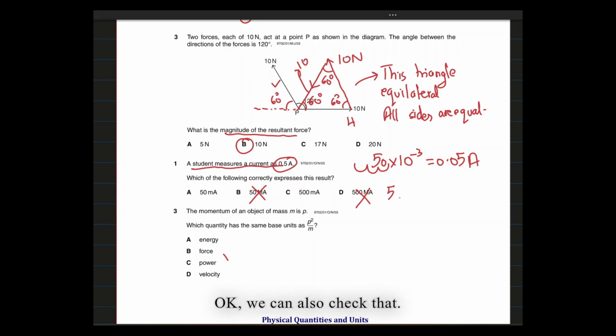We can also check that. We have 500 milli, and we need to divide this by 1000, and it would result in 0.5 ampere. C would be our correct answer.